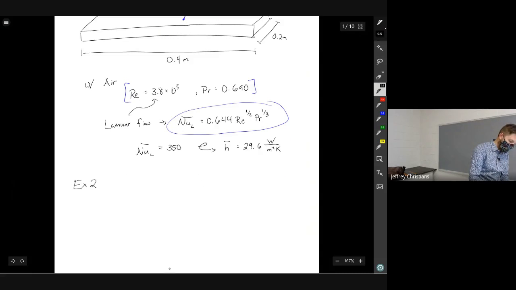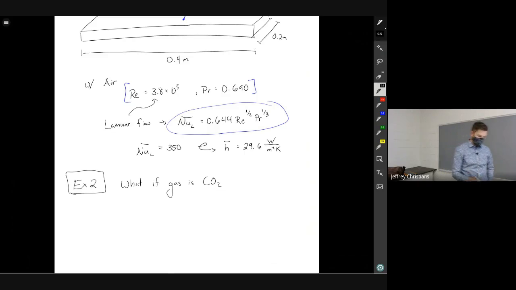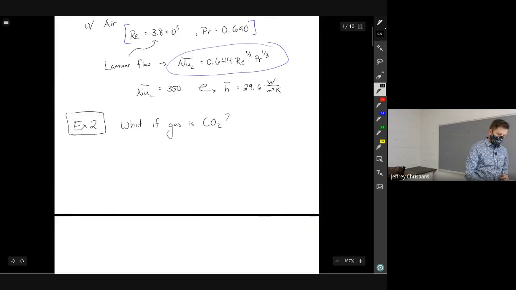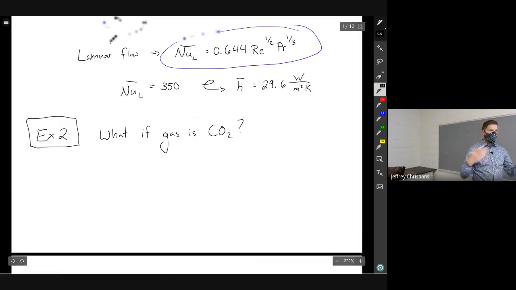So we'll do a new example. We'll call this example 2. So what if we change gases and our gas becomes carbon dioxide? Well, we're gonna do the same basic thing. We want to first find the Reynolds number and the Prandtl number, and then figure out what's the correct model, and then use that to find the Nusselt number.